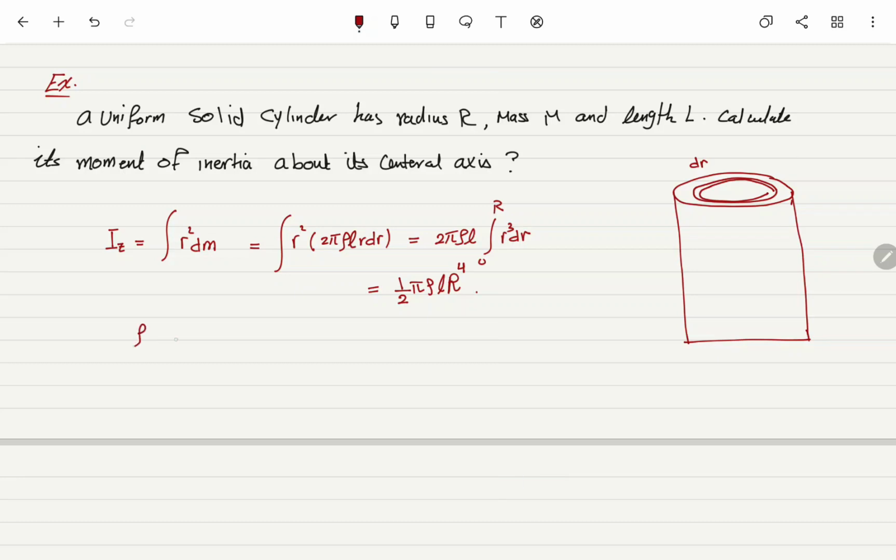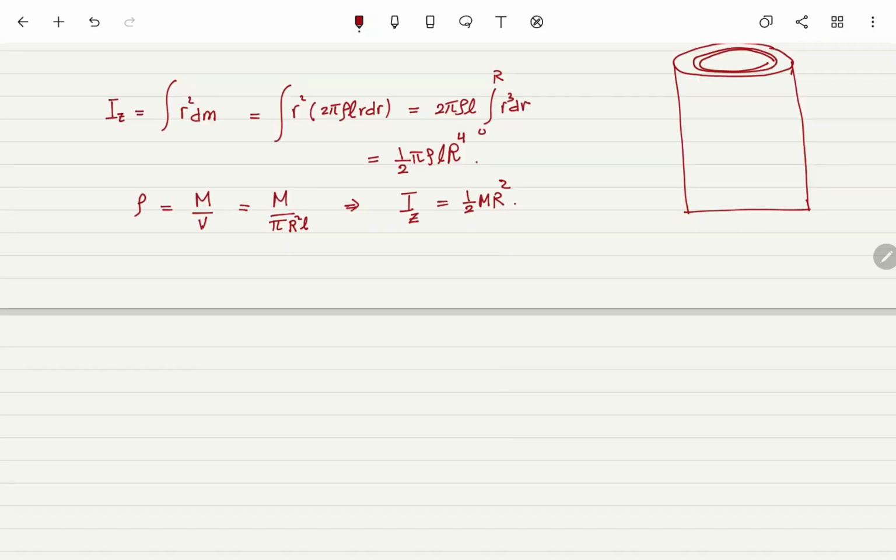And remember, rho, the density, is equal to mass over volume, and in this case it's equal to mass over the volume of the cylinder, pi r square l. You substitute things together, you will get the moment of inertia about the z-axis for the cylinder, equal to half m r square. Now the good thing is the moment of inertia for homogeneous rigid objects, or uniform shapes, is already calculated.